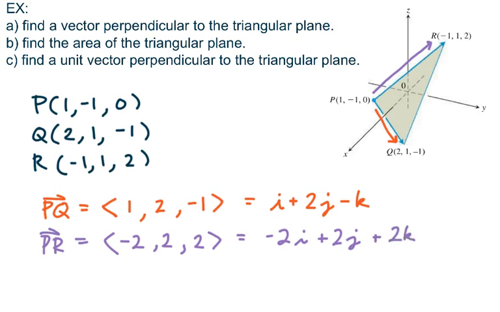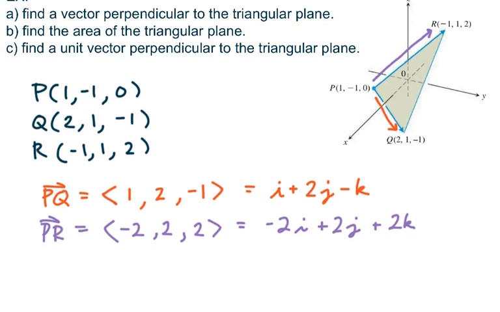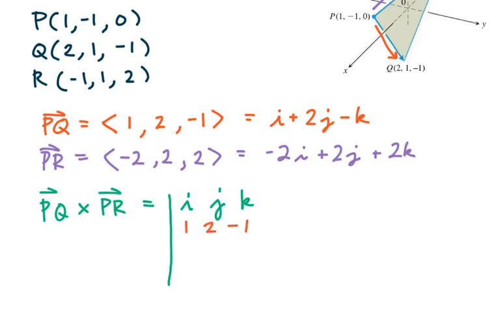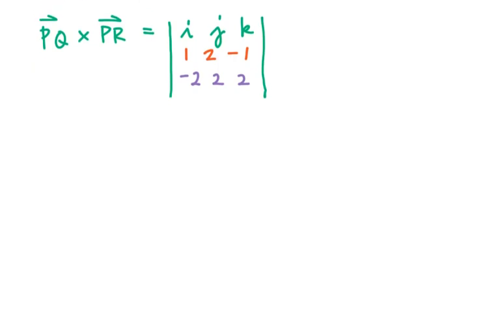So in order for us to find a vector perpendicular to this triangular plane, we're going to need to find the cross product. That's what the definition of the cross product is. So PQ cross PR will be i, j, k. I'll list 1, 2, negative 1, and negative 2, positive 2, positive 2. So this is the determinant of a 3 by 3 matrix.